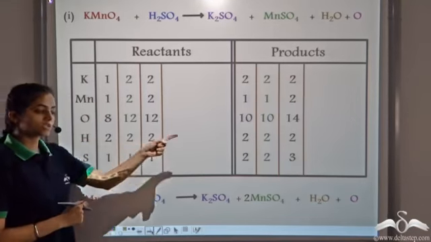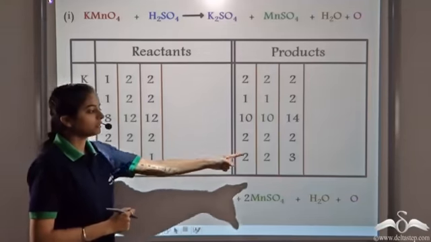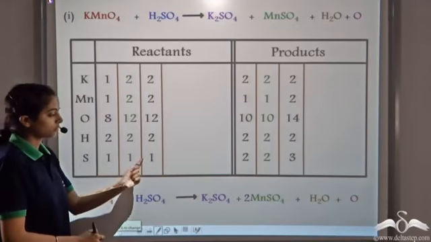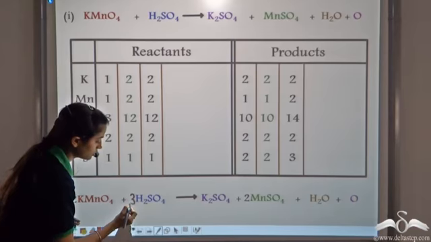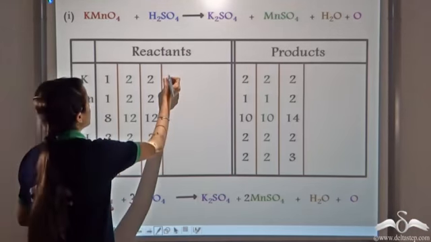So we have 2 atoms on both the sides, and we have sulfur. We have 1 atom on the reactant side, 3 atoms on the product side. So let's balance sulfur. So we have to make this 3, and this can be done by taking 3 molecules of H2SO4.